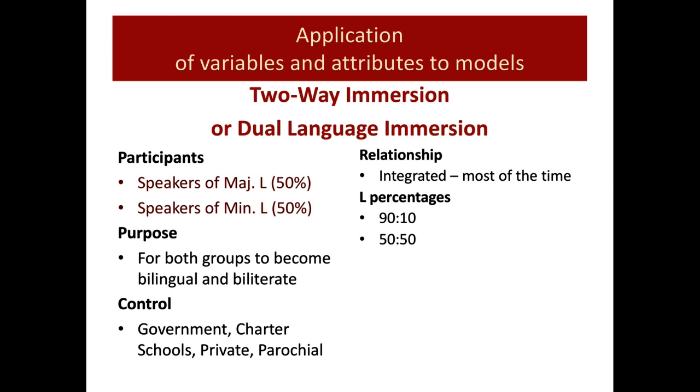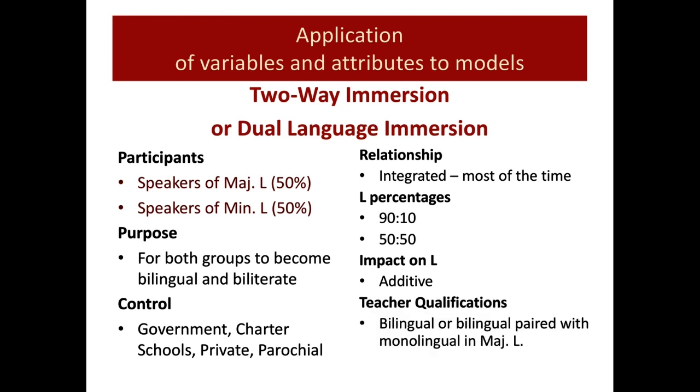The 50-50 model actually starts out with 50% of the time in each language. So there isn't that sort of emphasis on the minoritized language that we see in the 90-10 models. 50-50 models are a little bit more common in East Coast programs. The impact on language for all the participants is additive. The students in the program get to maintain the home language and add another language. Teachers are bilingual and biliterate, or bilingual and biliterate paired with a monolingual teacher in the majoritized language.